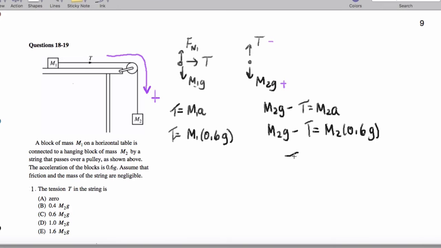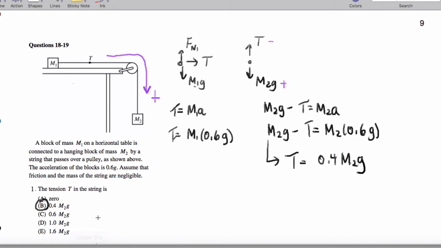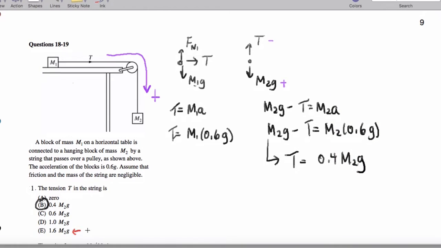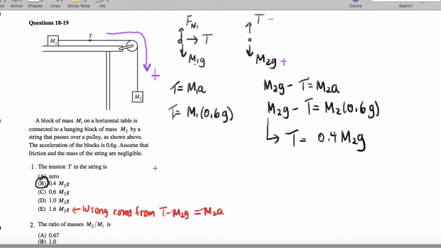So when I get tension in terms of m2, that's going to lead me to the following conclusion. T is going to actually equal 0.4 times m2 times g. A small little note here. The incorrect answer for E, this is wrong, and it comes from writing T minus m2g equals m2a. So you've got to be really careful in that sign convention, just to be clear.